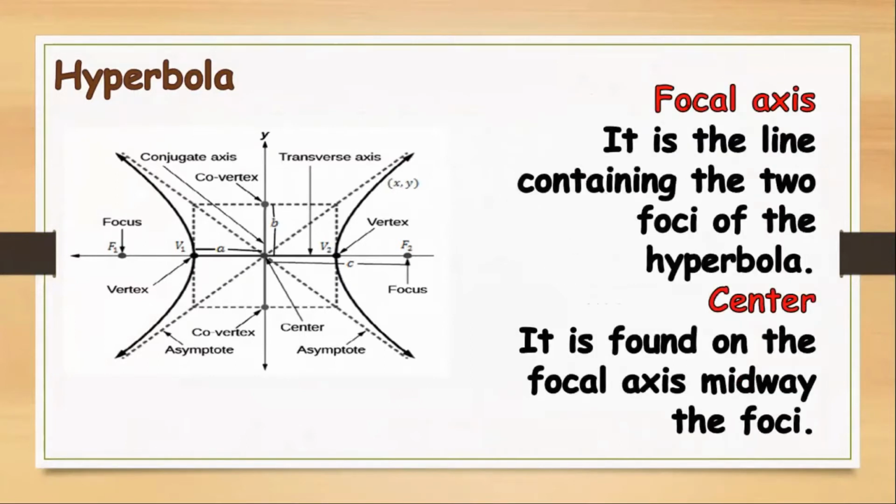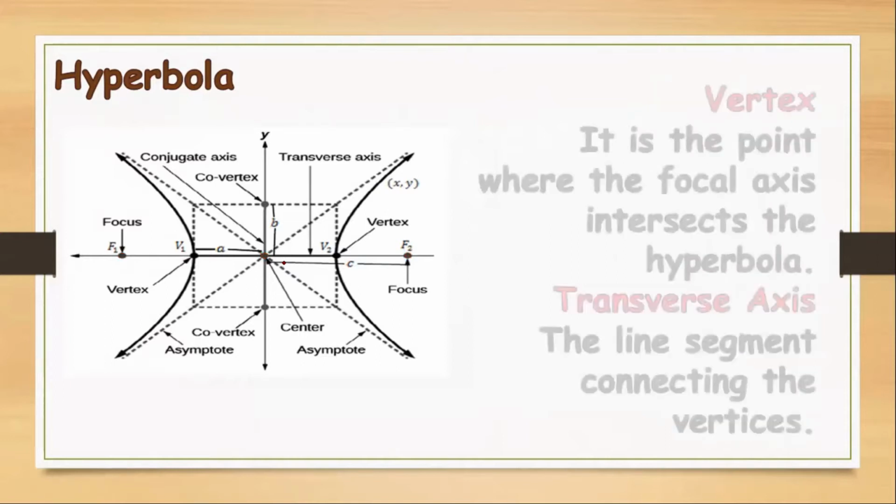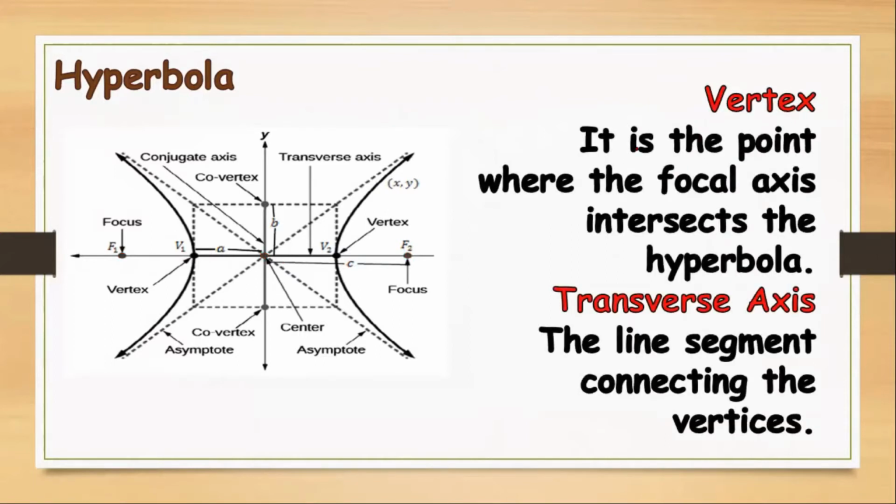And so, we have here the term focal axis. It is the line containing the two foci of the hyperbola. So this line from here to here, if you put a line there, that will be our focal axis. And also, we have the center. It is found on the focal axis midway between the foci. So this is the center of our hyperbola. Vertex. It is the point where the focal axis intersects the hyperbola. So this is the vertex.